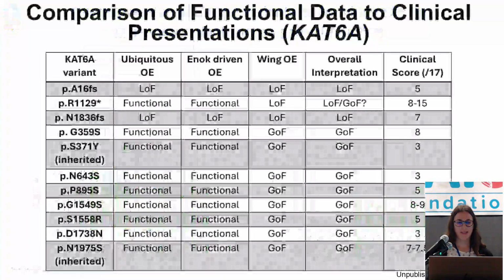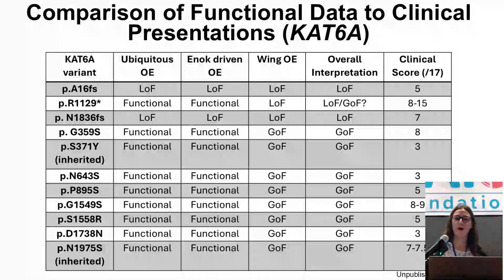And just briefly to summarize what I've been talking about in our results so far, we see for KAT6A for our early truncation, that our results are all correlated to loss of function. We see that our middle truncation here has a little bit of differing results, so it could be acting as a loss or a gain of function. We're not sure yet. And this late truncation is acting as a loss of function. All of our missense variants are acting as a potential gain of function here.